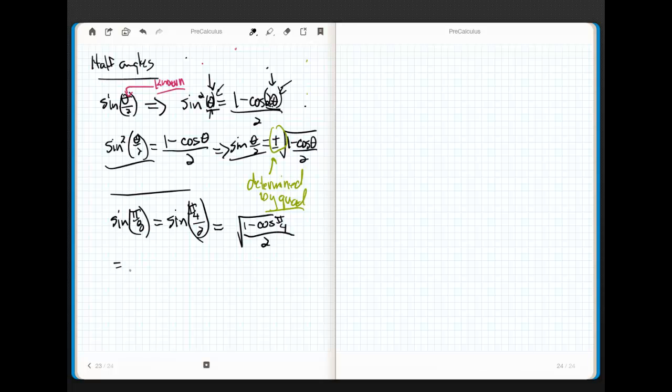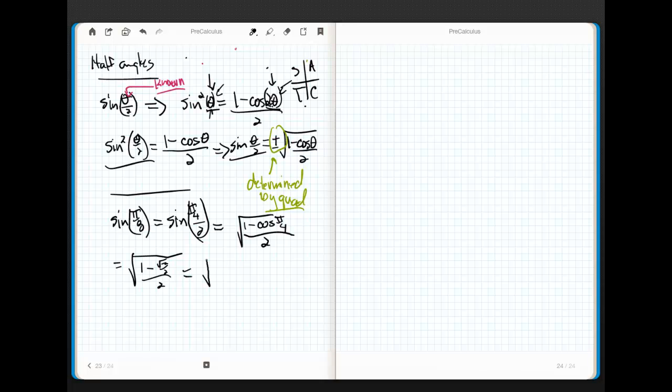And this ends up being, let's see, the square root. Oh, wait. We have to address the plus or minus. Well, where's theta? It's in the first quadrant, right? So again, I'm always using all students take calculus. I'm in the first quadrant, everything's positive, so it's just positive. So this ends up being 1 minus root 2 halves over 2, which is just ugly, isn't it?